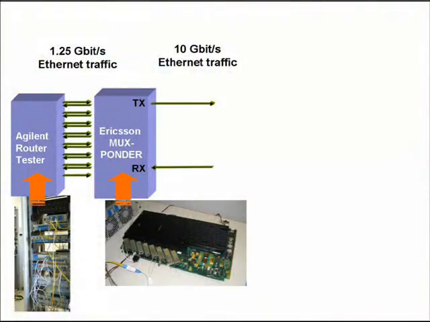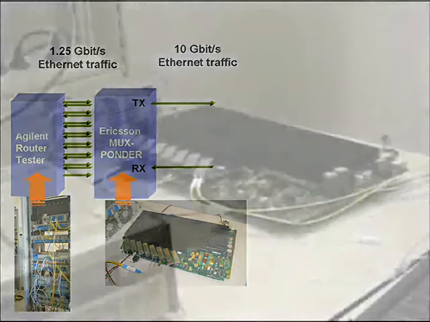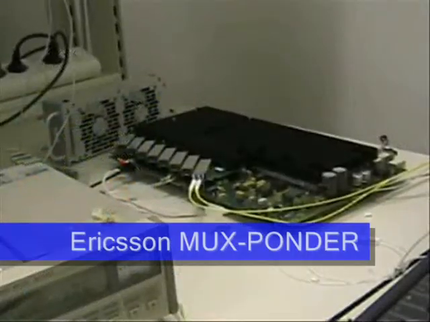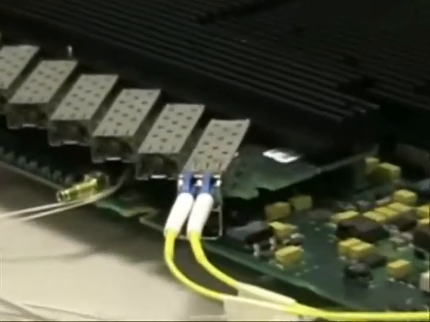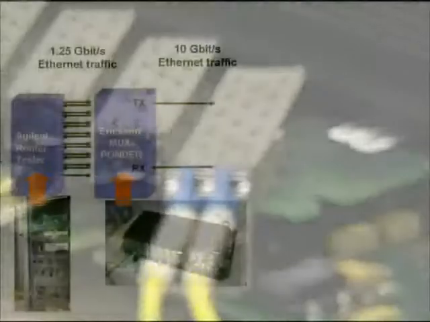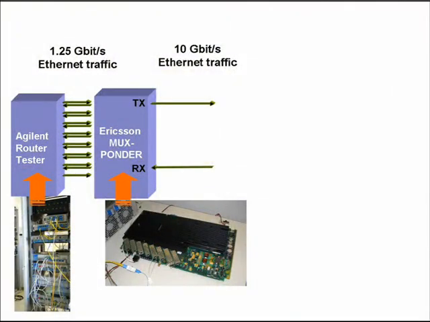Then 8 replicas of the channel generated at 1.25 gigabit per second are transferred to the All Optical Technologies laboratory, where an Ericsson Muxponder receives the 8 data streams and aggregates them in the electrical domain by exploiting the time division multiplexing technique. In this way, a 10 gigabit per second Ethernet signal is generated.